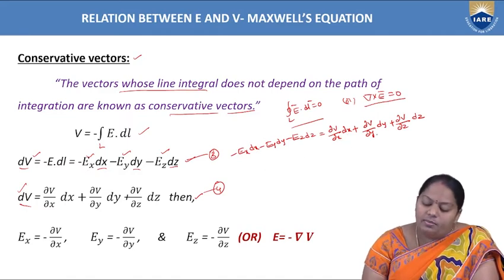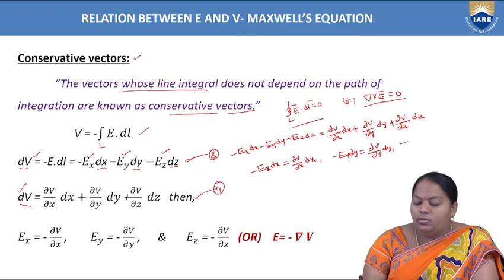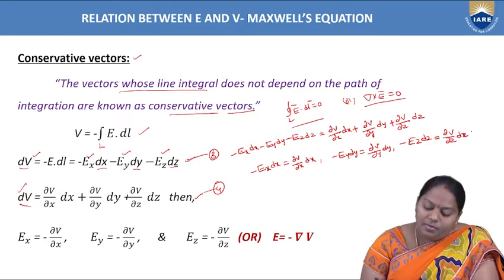So like this, if you compare in 3 directions respectively, those 3 can be written as minus Ex dx is equal to ∂V/∂x into dx. Similarly, minus Ey dy equal to ∂V/∂y into dy. And the third, minus Ez dz is equal to ∂V/∂z into dz. Right? So like this, if you compare both sides, dx dx, dy dy and dz dz get cancelled.